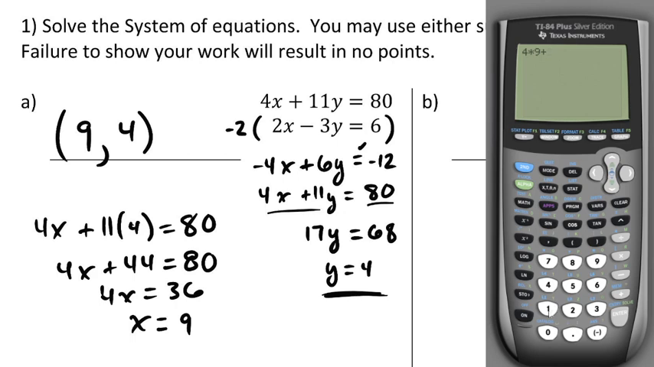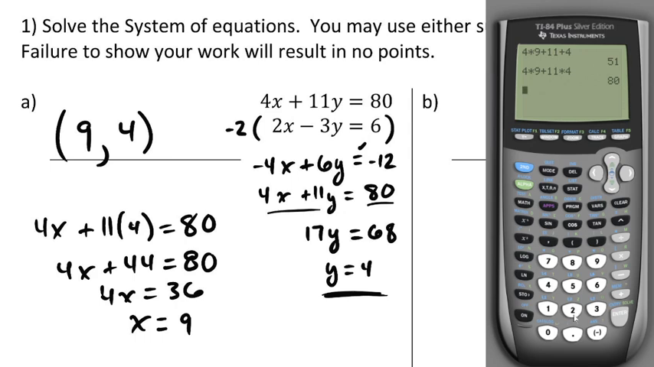11 times 4. By the way, this is not quick, this is not efficient. 4 times 9 plus 11 times 4. Are you kidding? Can you not do anything right, Mr. Roberts? This is supposed to be multiplication. There we go. Oh, at last. Okay, 4x plus 11y is indeed 80.